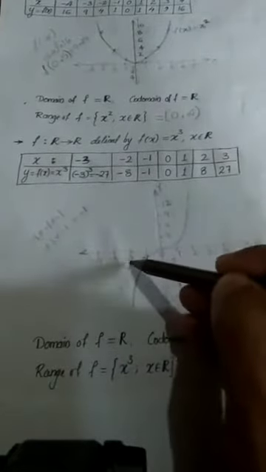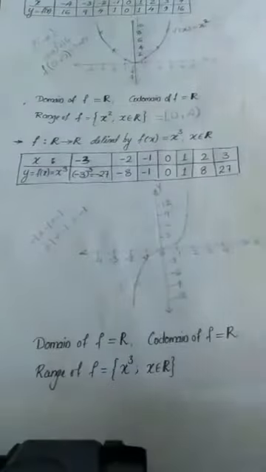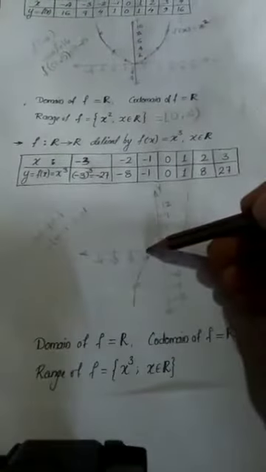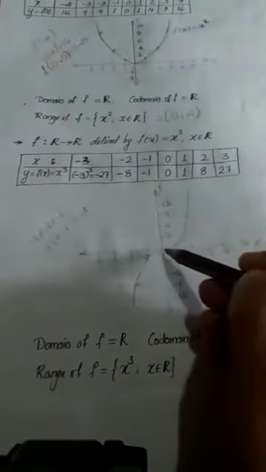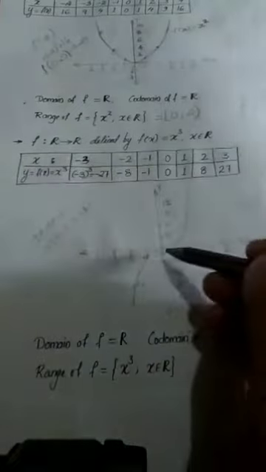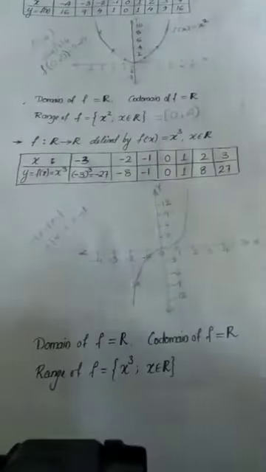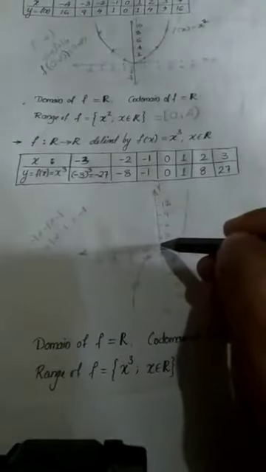So this point. The image of minus 1 is minus 1. Image of minus 1 is equal to minus 1, so we'll get the point here. And the image of 1 is 1.